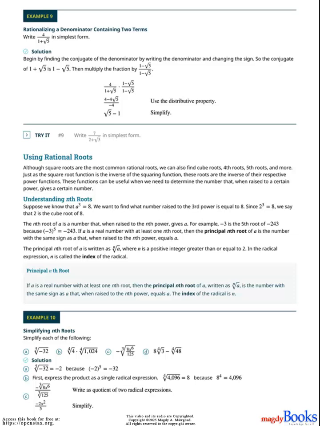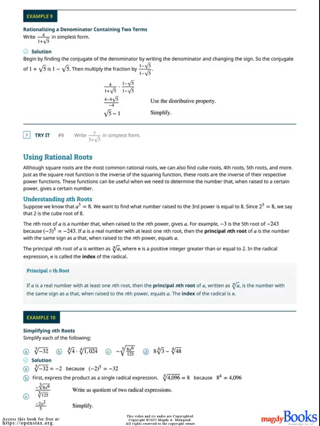If a is a real number with at least one nth root, then the principal nth root of a is the number with the same sign as a that, when raised to the nth power, equals a. The principal nth root of a is written as the nth root of a, where n is a positive integer greater than or equal to 2. In the radical expression, n is called the index of the radical. B. Principal nth root. If a is a real number with at least one nth root, then the principal nth root of a, written as the nth root of a, is the number with the same sign as a that, when raised to the nth power, equals a. The index of the radical is n.